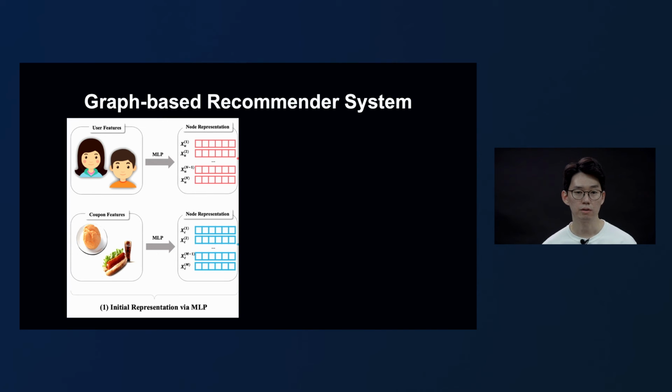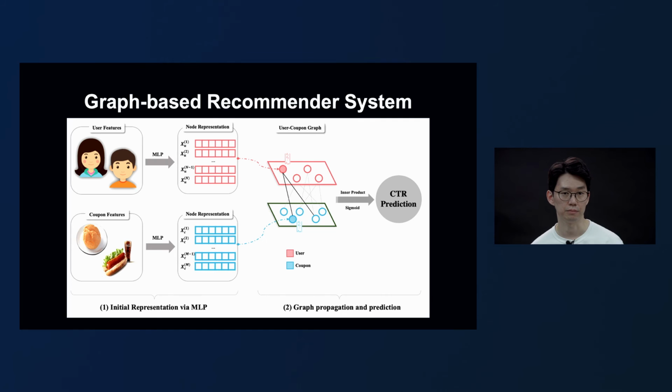I will show the architecture of the graph-based recommender system. First, multilayer perceptron calculates user and coupon embedding vector by using metadata such as demographic and image. And we don't just use this vector for CTR prediction, and we feed the vector as the initial representation of the graph node. Next, graph neural networks updates the embedding vector by propagating the node representation along the neighborhood in the graph. Finally, the graph neural networks predict CTR based on the cosine similarity of the last updated embedding vector.